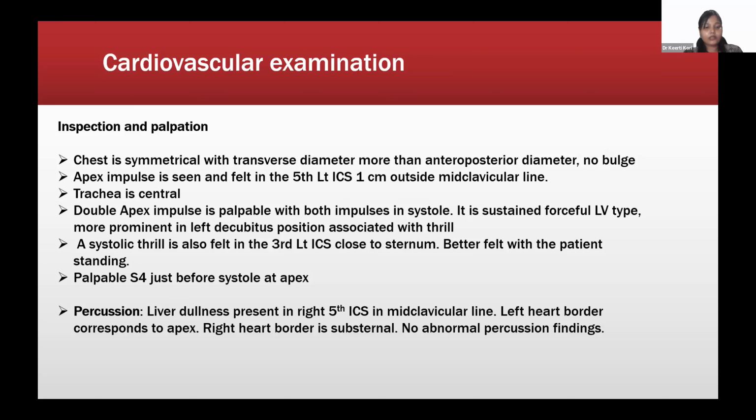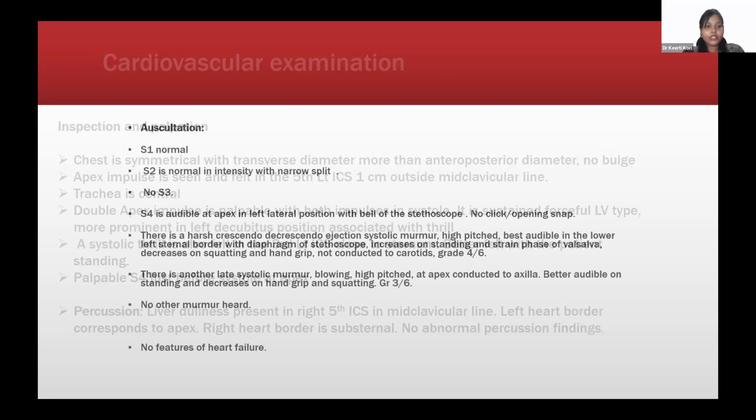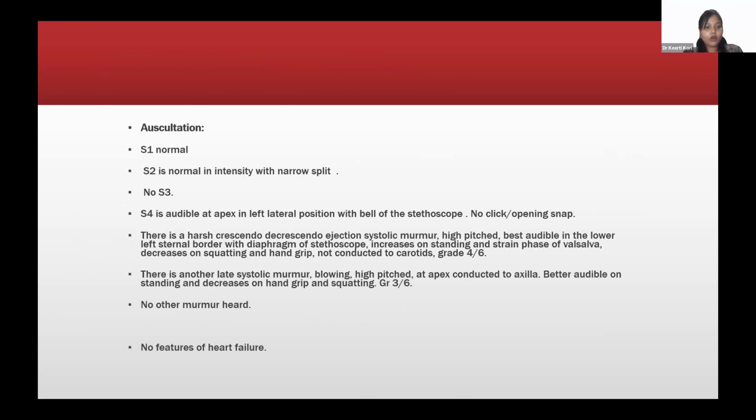A systolic thrill is also felt in the left intercostal space close to the sternum, better felt with the patient standing. Palpable S4 just before the systole at the apex. In percussion, liver dullness is present in the right fifth intercostal space in the mid-clavicular line. Left heart border corresponds to the apex. Right heart border is substernal. No abnormal percussion finding. Auscultation: S1 is normal. S2 is normal in intensity with narrow split. No S3. S4 is audible at the apex in left lateral position with the bell of the stethoscope.